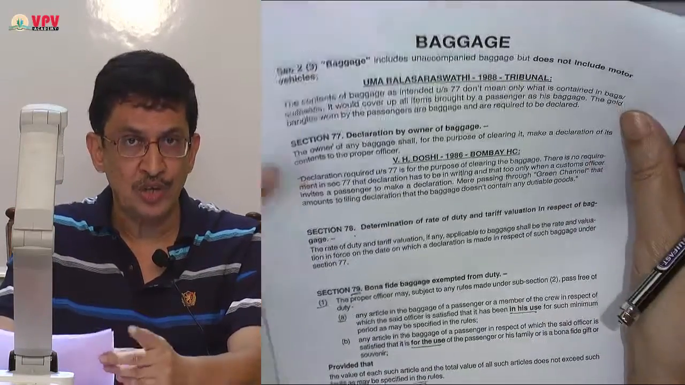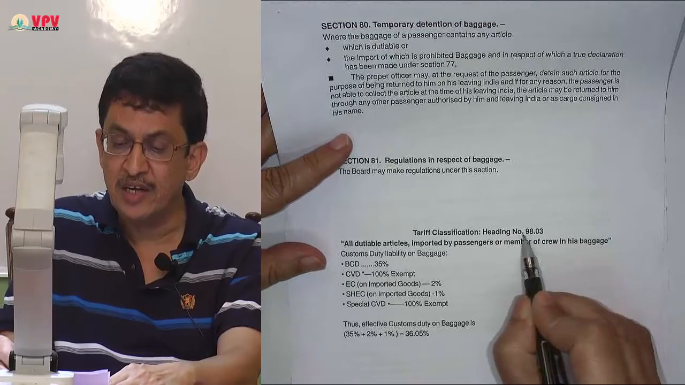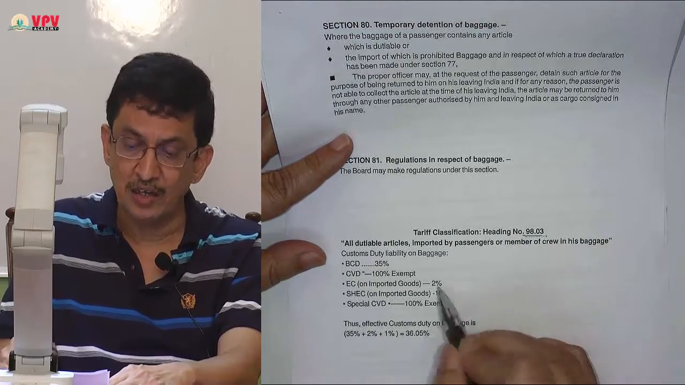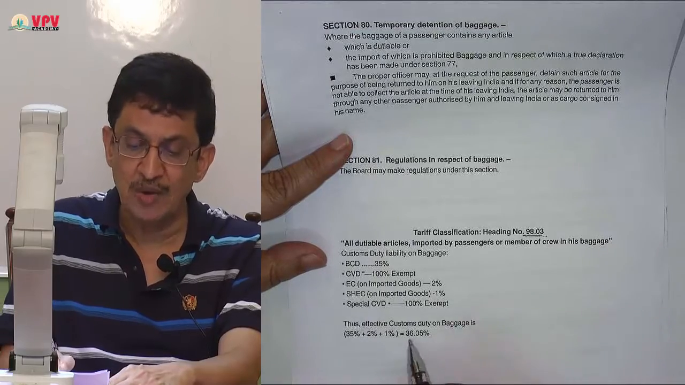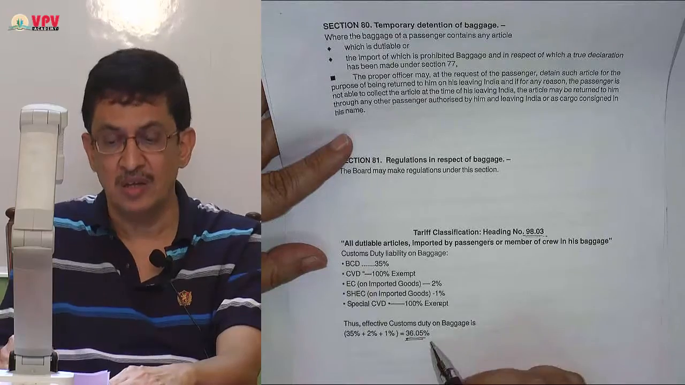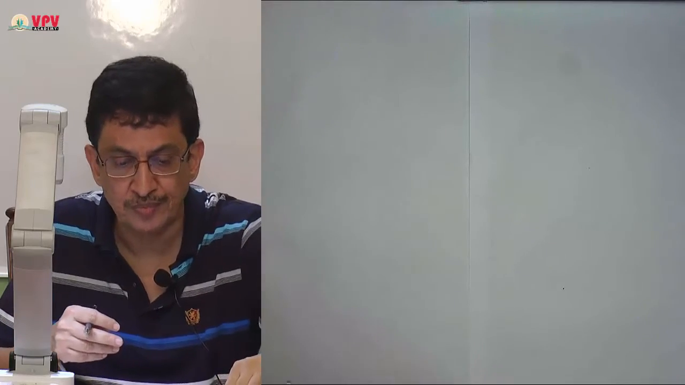Before we actually read the baggage rules, the last thing we have to remember is that in the Customs Tariff Act, there is one heading 98.03. If you bring anything as baggage, net of exemptions, the total duty liability that you are supposed to pay is 36.05. This is the very quick revision which we have done. Now let us try to learn what the new baggage rules are.